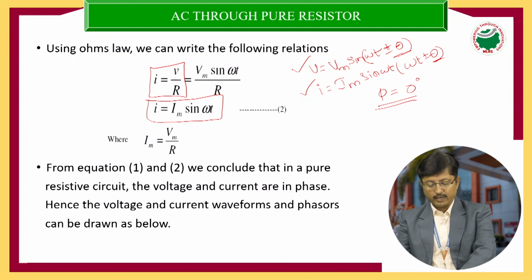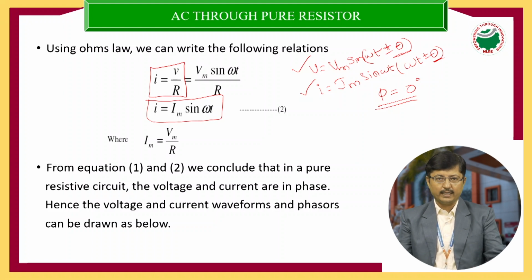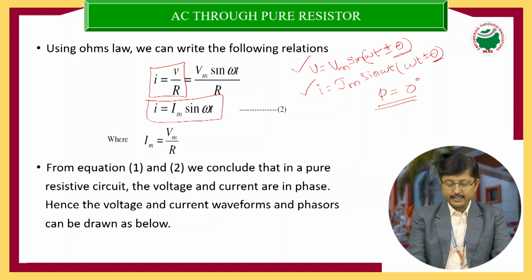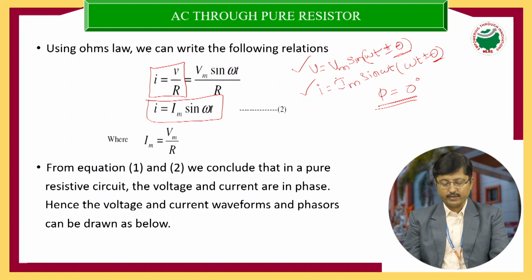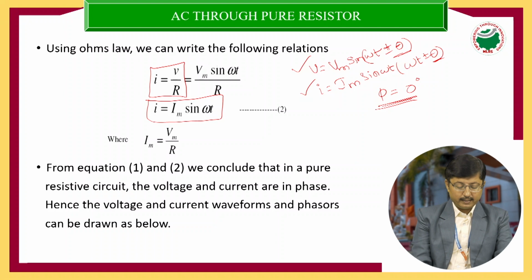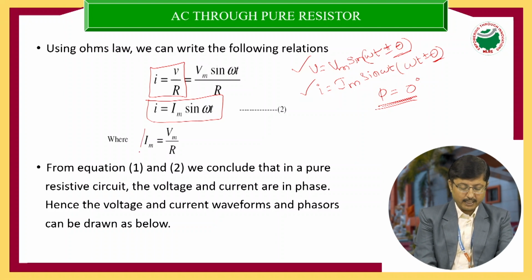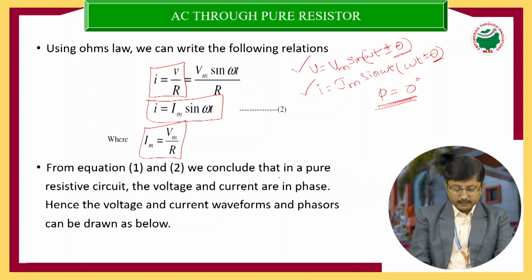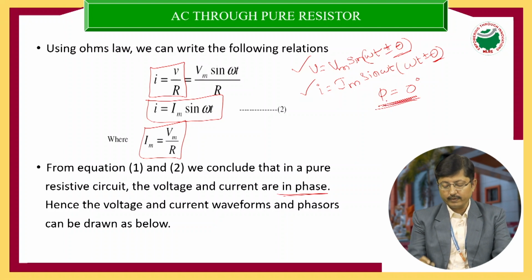What the phase angle is, and what the phase angle between the voltage and current means, I will explain in the coming sections. Meanwhile, we can see that the phase angle for the voltage and current is 0, because when we compare equation 1 and equation 2 with the standard expressions, we get phi equals 0. The maximum value of the current is Vm by R. So we can conclude that for a resistance, the voltage and current are in phase, that means the phase angle between them is 0.